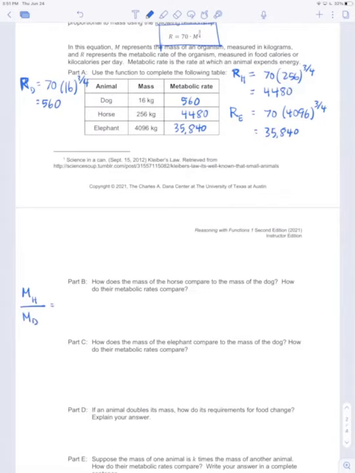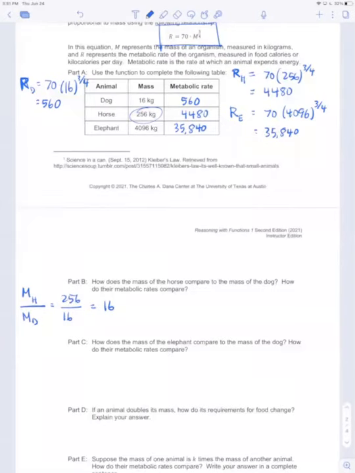So we can write this, the mass of the horse, looking at the chart, it's 256 kilograms, and then 16 kilograms. Well, if we reduce this fraction, we know that 16 squared is 256, so it's 16. And what this means is the mass of the horse is 16 times the mass of the dog.